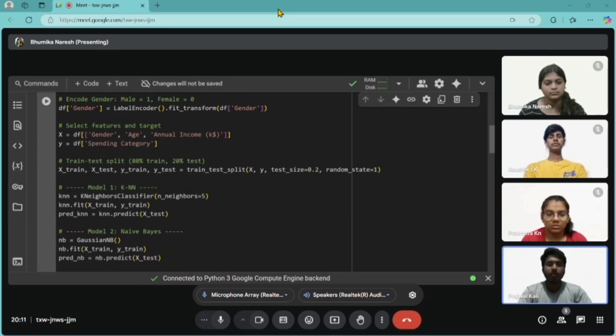Next, X_train, X_test, y_train, y_test = train_test_split. Here we are splitting the data into 80% for training to teach the model, and 20% for testing to check how well it is learning.